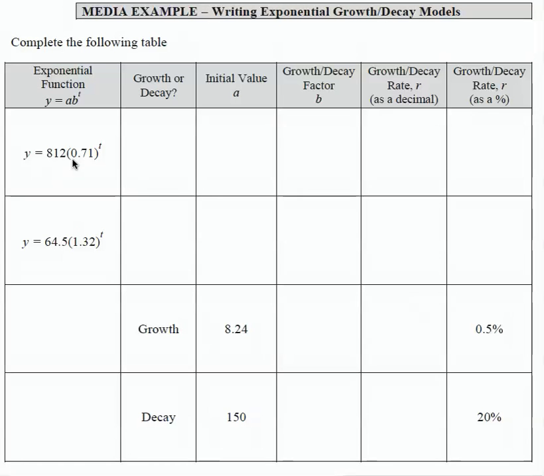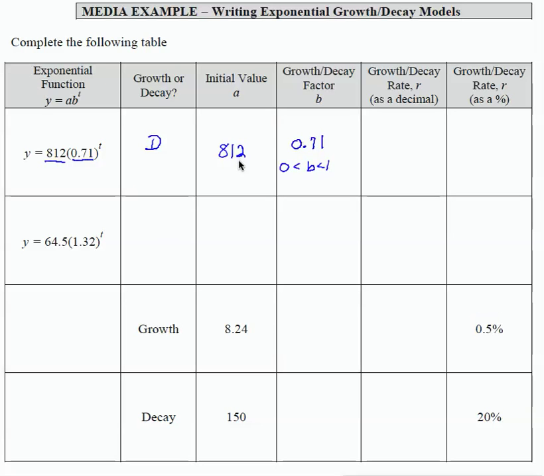The b value here is where I'm going to start. That is my factor of either growth or decay. And in this case, because my b value is less than 1 and bigger than 0, that is a decay factor. My a is right here. That's my initial value. That's 812.